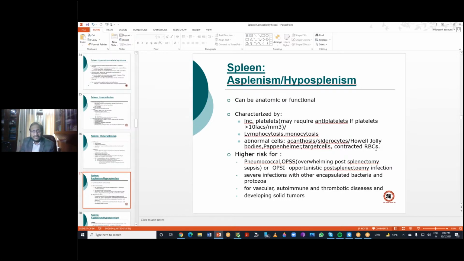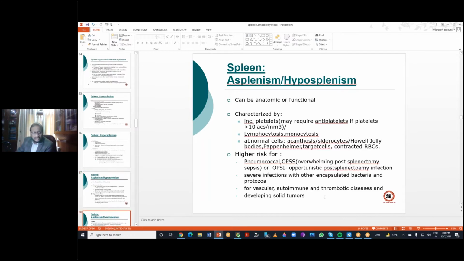So what is the problem with asplenism or hyposplenism? Why are we worried about this condition? Because there's a higher risk of pneumococcal overwhelming post-splenectomy sepsis or infection, OPSS or OPSI, especially with encapsulated bacteria, namely the pneumococcus. And these severe infections could be there apart from other encapsulated bacteria, with protozoa. There's a higher risk for vascular, autoimmune, and thrombotic diseases, and there's a higher risk for developing solid tumors.